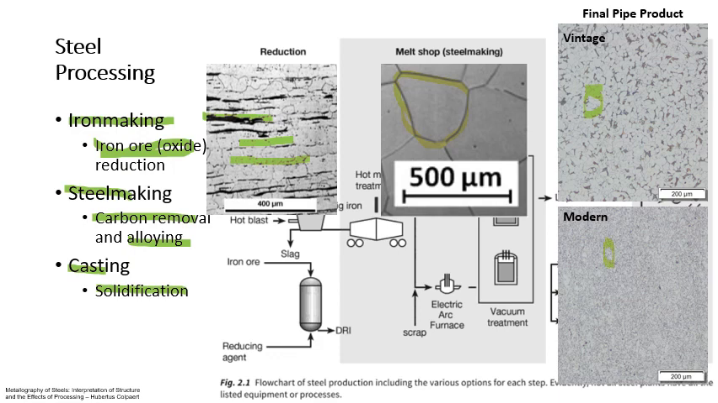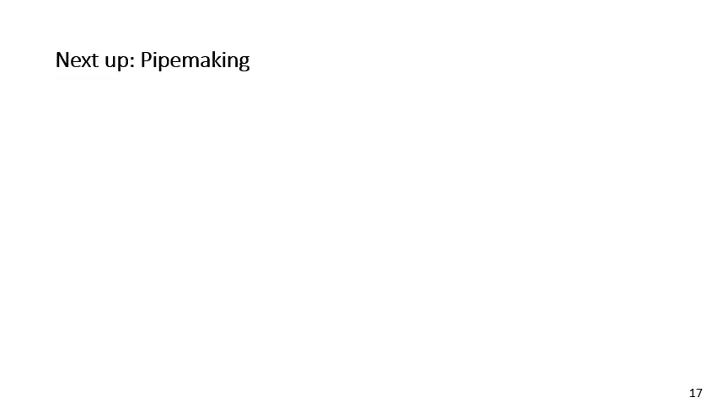So you can see that as we work through this process further, we're going to see more differences between vintage and modern steels. And you can see the dark regions would be the carbide, the iron carbide and ferrite regions that we call perlite. And those perlite regions and the fine grain size are a couple of the strengthening mechanisms for our final pipe product. And we're going to talk later about different strengthening mechanisms for modern alloys. After steel making, the next step in the process is pipe making.